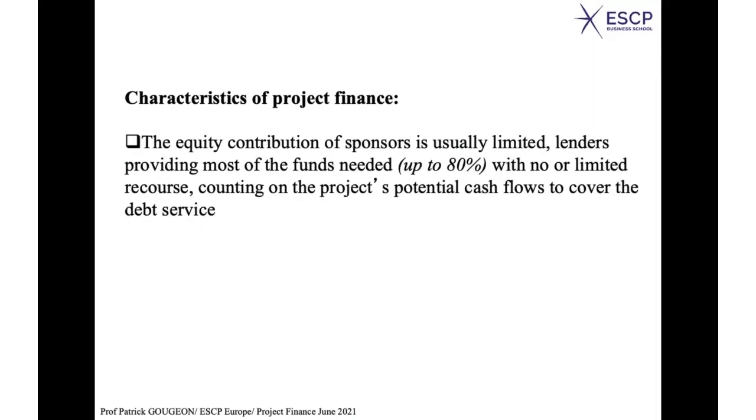So where is the guarantee? The guarantee is essentially in the potential cash flows generated by the project, to cover the debt service. So how is that feasible, to bring 80% of the funds needed for the project as debt with such little guarantee, because it's only on cash flows?